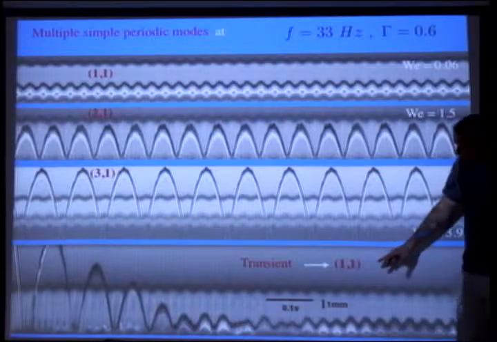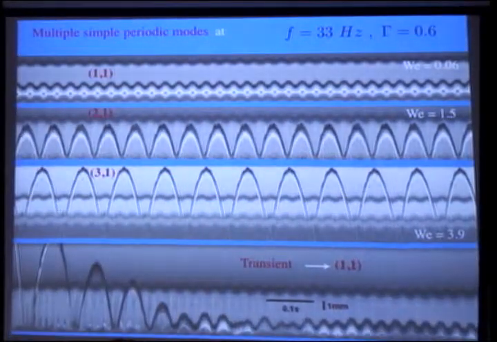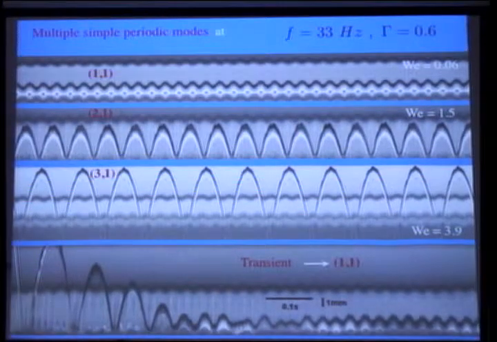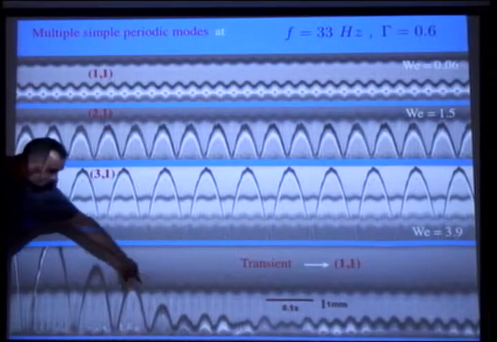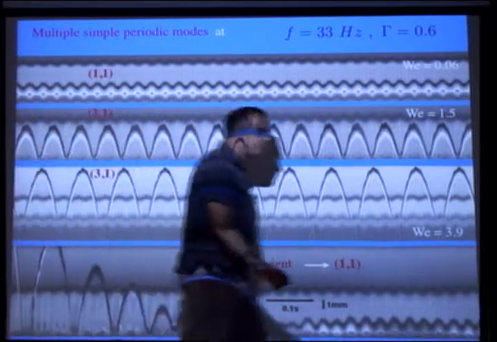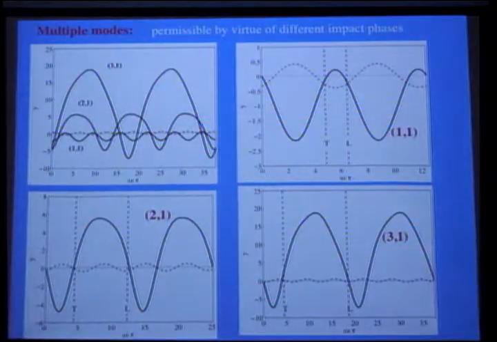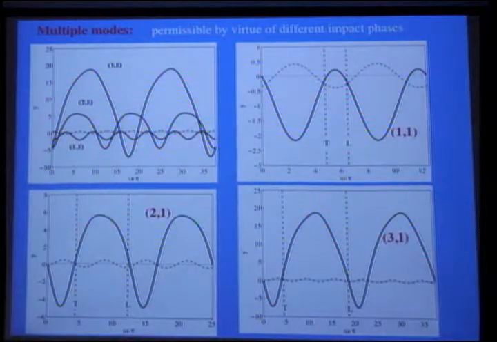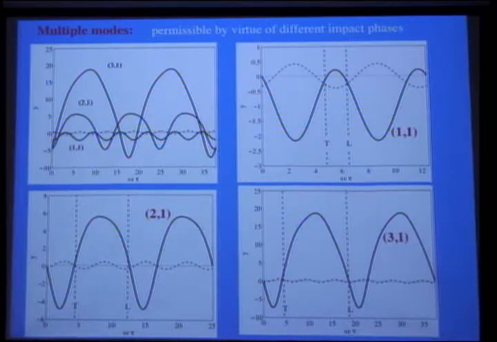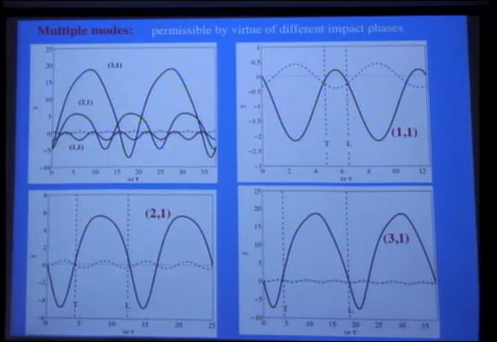Of course, the only limit is that if you drop the drop from too high, it will break the film. But provided you don't break the film, there will be some transient, such as you see here, then it locks onto one of the three solutions. So we have the possibility of three different solutions by virtue of the different impact phases.